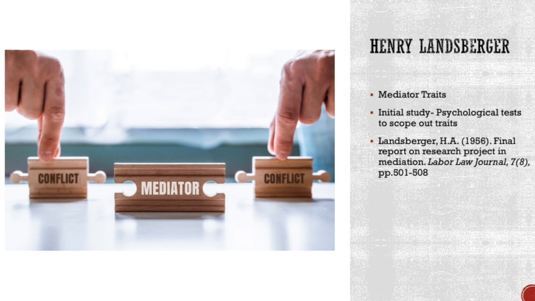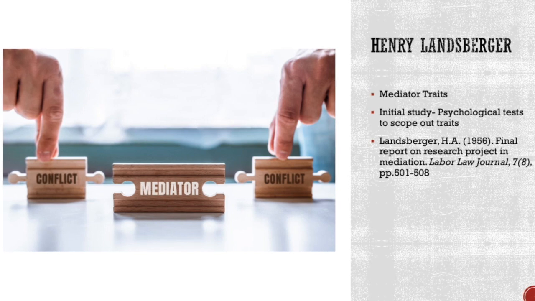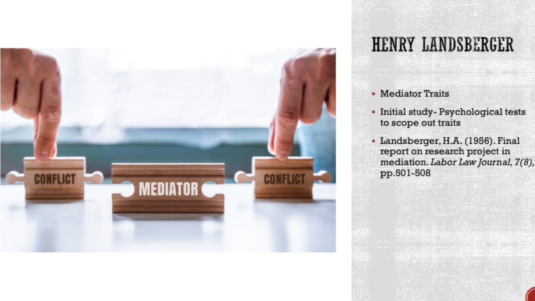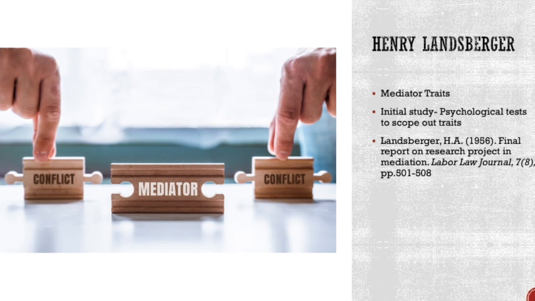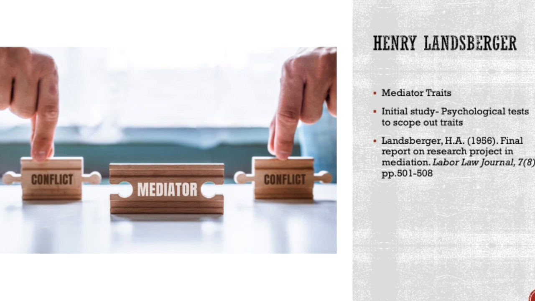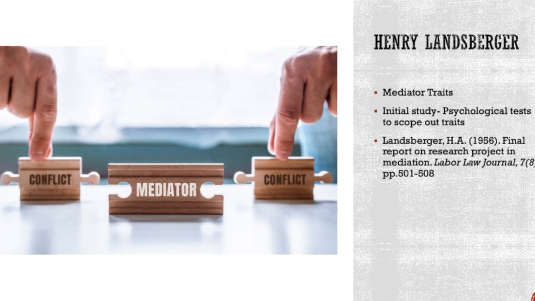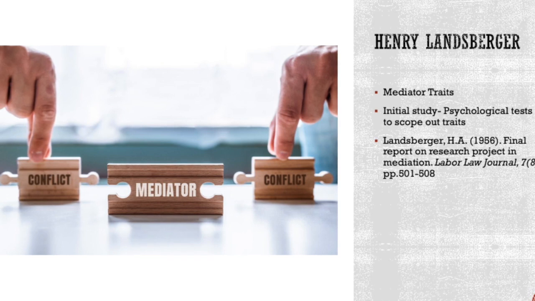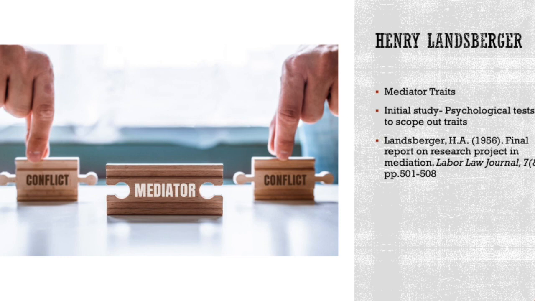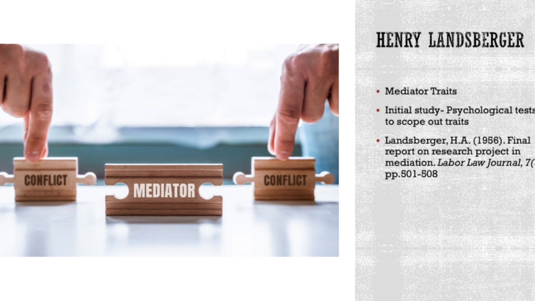After reading the full article, which was linked in this chapter of the textbook, I learned that the psychological tests done in the article Final Report on Research Project in Mediation were aimed at finding out what mediation traits were the best to have, and not who had them. And so when they performed the psychological test, in which they would scope out the traits, they focused on the traits themselves, which was actually more than the 5 that are mentioned in the textbook.